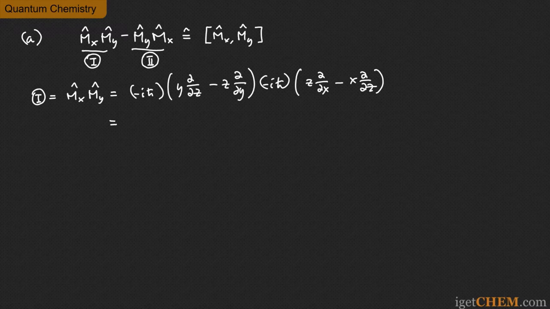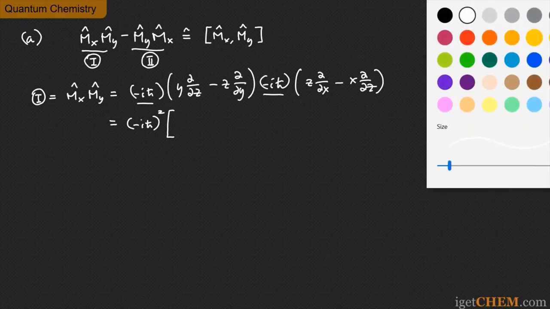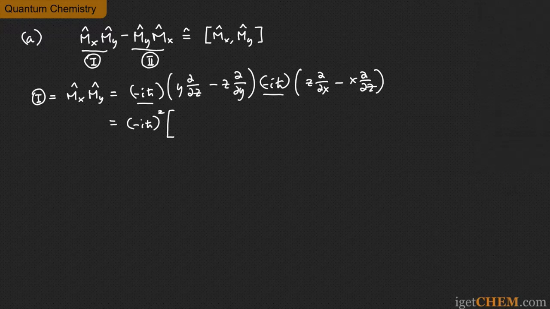So this is equal to, there are two factors of minus i h bar, so I can group those together and just write a square. And now I'm going to have four terms because there are two terms in each of the brackets. If you multiply everything out, you will get four terms. So let me put that in a set of square brackets. Furthermore, I'm going to use different colors for these because later on I want to use a different color for each term, so you can see them a little easier on the page. The first term is obtained by multiplying this with that. So what that would give you is y ∂/∂z, and then z ∂/∂x.